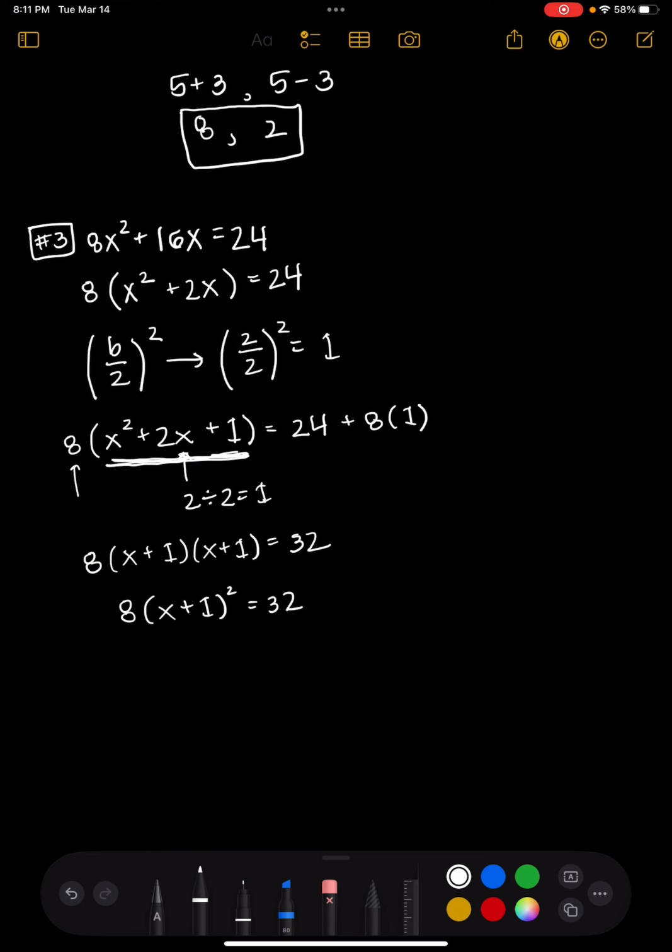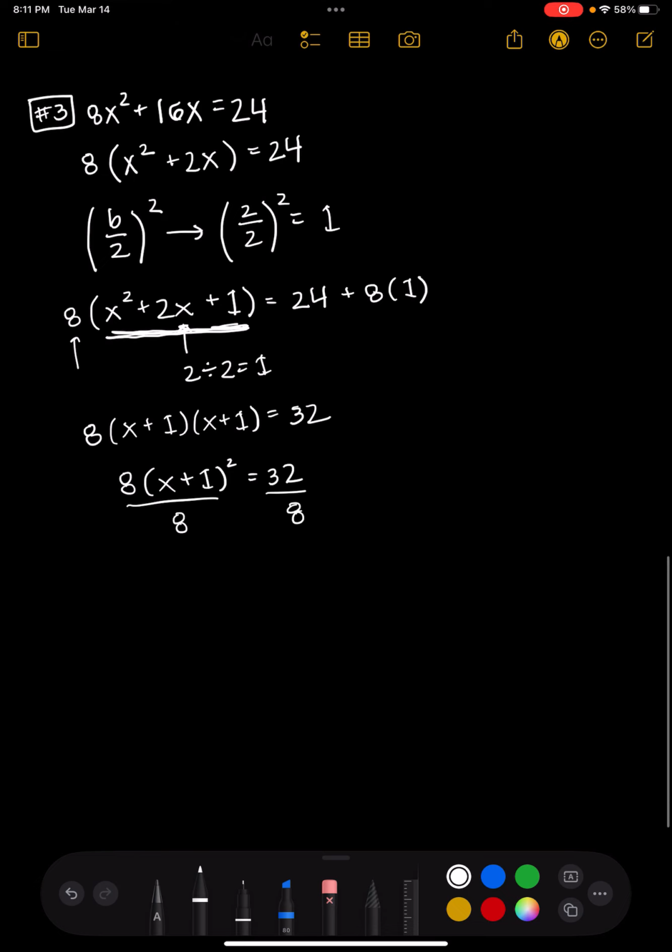Because we have the 8 in front, before I can square root, I'm going to divide each side by 8 to get rid of the 8. So the 8's cancel out over here on the left, and we're just left with x plus 1 squared is equal to 32 divided by 8, which is 4.